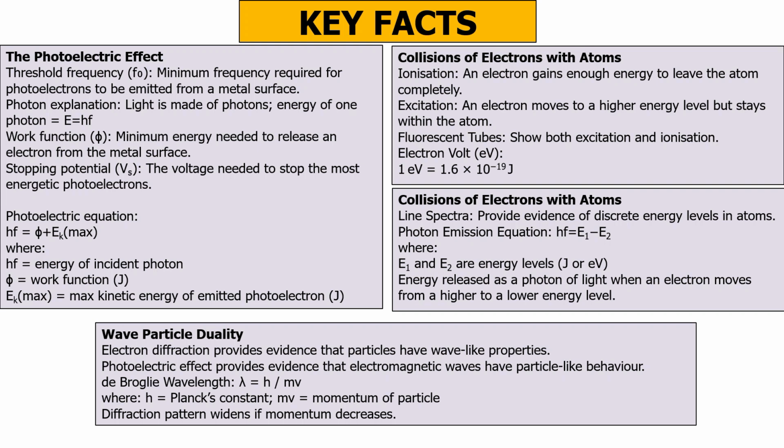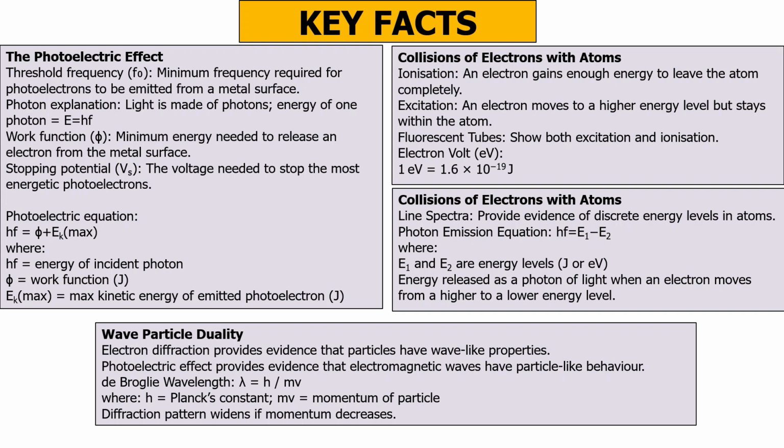The photoelectric equation is hf is equal to the work function plus the maximum kinetic energy of the emitted photoelectron. Now, in terms of collisions of electrons with atoms, ionization is when an electron gains enough energy to leave the atom completely. Excitation is when an electron moves to a higher energy level but stays within the atom. Fluorescent tubes show both excitation and ionization. 1 electron volt is equal to 1.6 times 10 to the minus 19 joules.